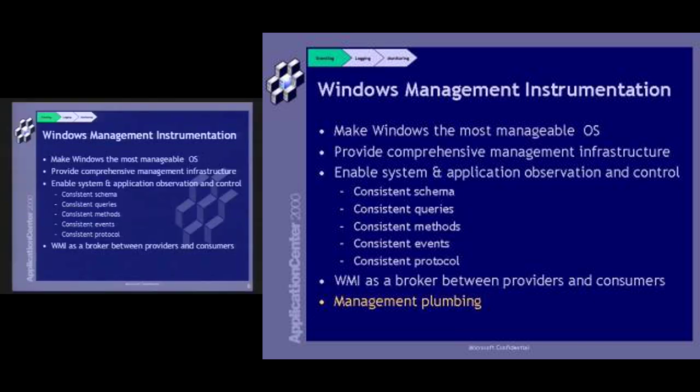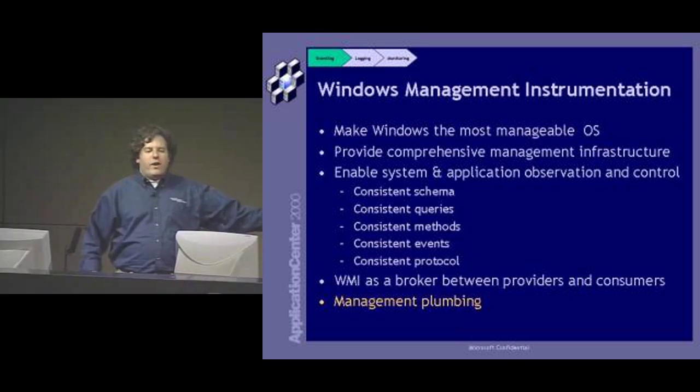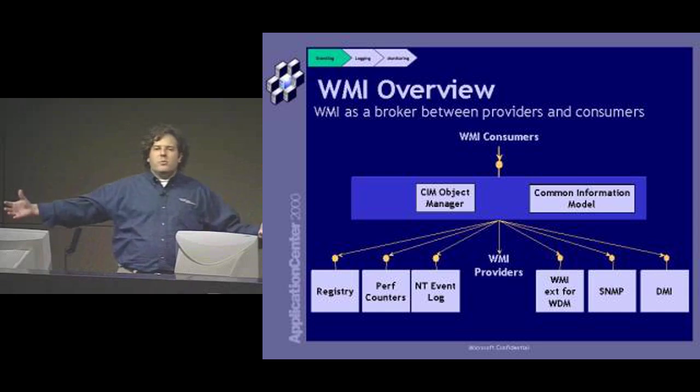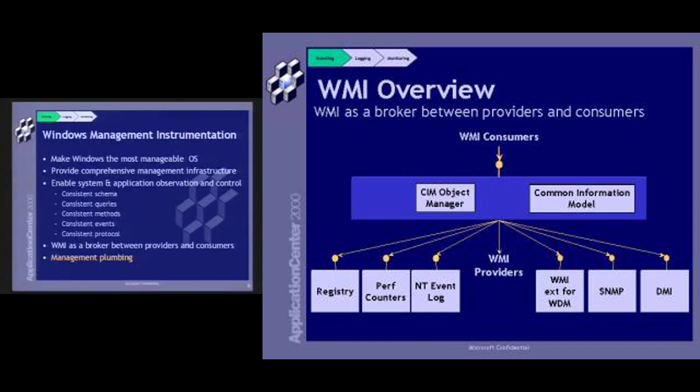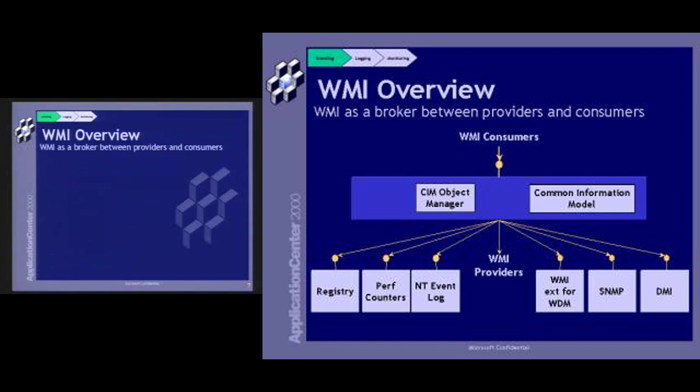And essentially, WMI acts as a broker between providers and consumers. Providers that have configuration, that fire events. Consumers that look at the configuration, that look at the events. So I basically think of it as management plumbing. So how does it work as this broker between providers and consumers?